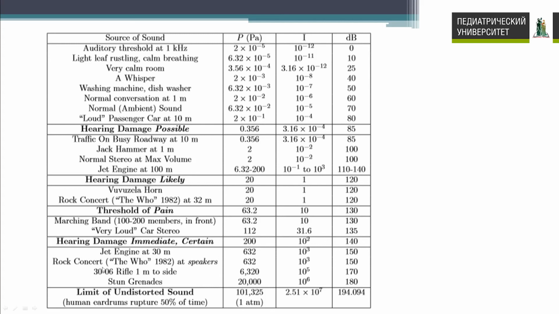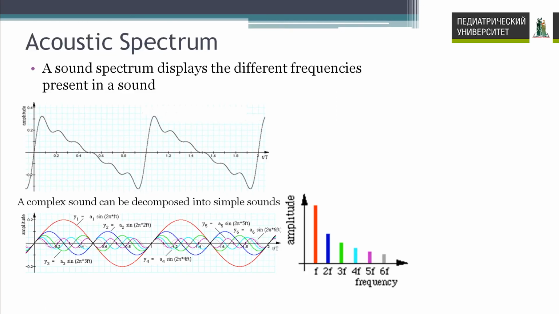For example, a rock concert, you can see 150 decibels, or a passenger car, louder at 10 meters, 80 decibels, and other different sounds. You can see this table. Read some words about it on this table and compare the numbers of different sounds. Another physical characteristic of sound is the acoustic spectrum.